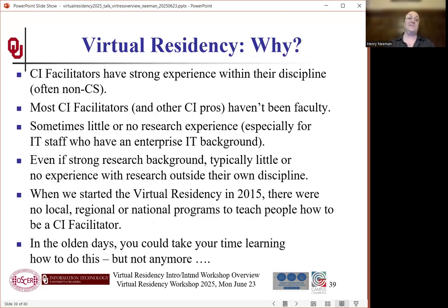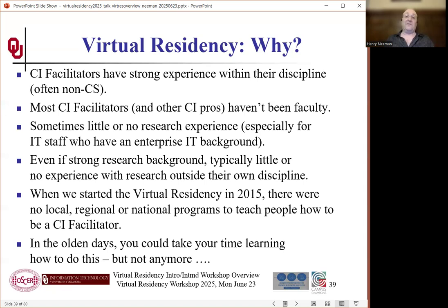Now, why are we doing this? So, CI facilitators, we tend to come in with strong experience in our own discipline, which again, typically is not computer science. It was in my case, but it usually isn't. Most facilitators, and in fact, most CI professionals in general, haven't been faculty, although some have. I myself, a piece of my position is faculty. Sometimes we come in with little or no research experience, especially if we're IT staff who have an enterprise IT background. But even if we do have a lot of research experience, that doesn't mean we have any experience with research outside our own discipline.